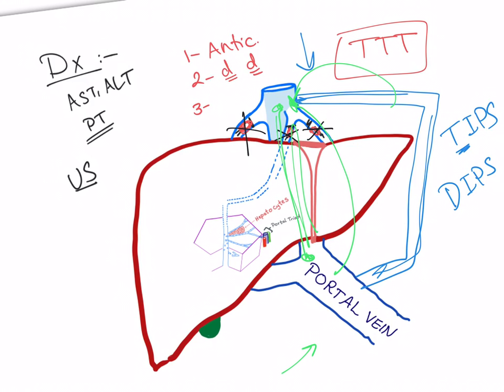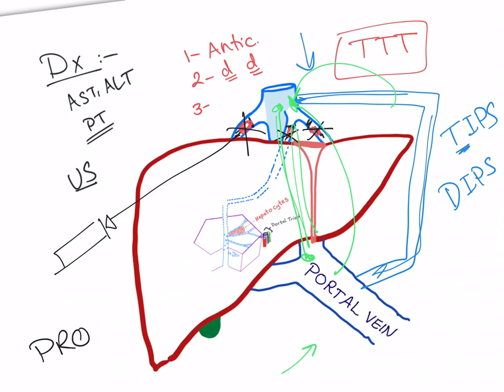What else? Let's try injecting some thrombolytics directly inside of these veins, known as in situ thrombolysis. Okay, of course, the last resort is liver transplant, and it is successful.